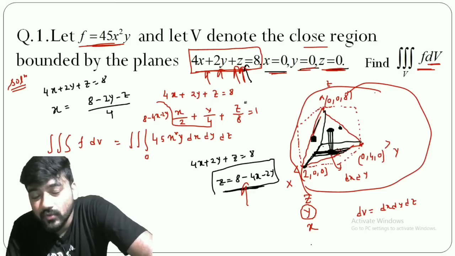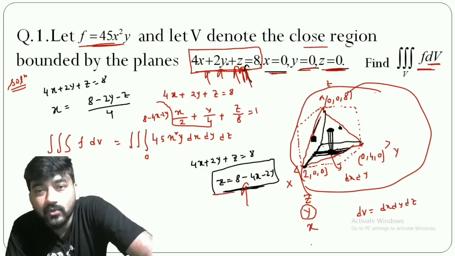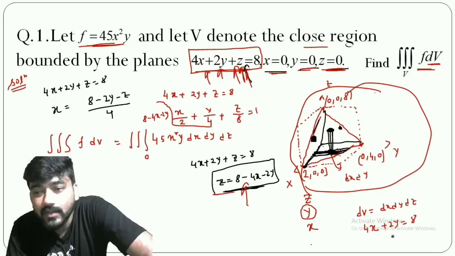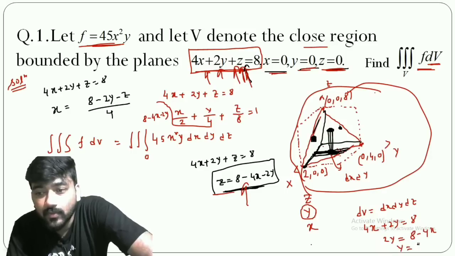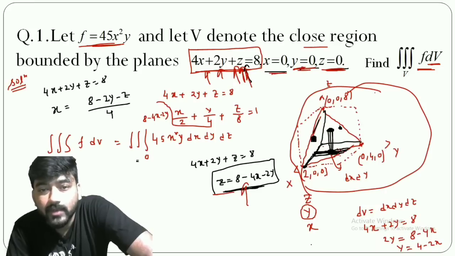So your algorithm will be: first choose the limit of z, then put z is equal to 0 here. Whenever you put z is equal to 0, what do you get? Please see, 4x plus 2y is equal to 8. So you will get from here the limit of y. 2y is equal to 8 minus 4x, so y will be 4 minus 2x, and the initial limit will be 0. So y will vary from 0 to 4 minus 2x. Are you understanding? 0 to 4 minus 2x.